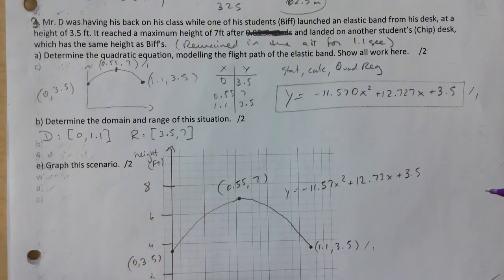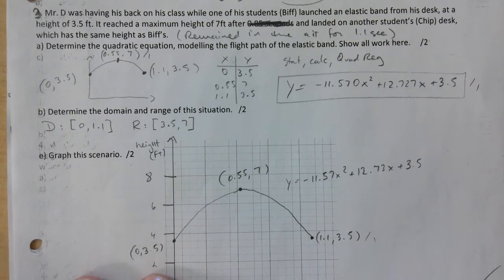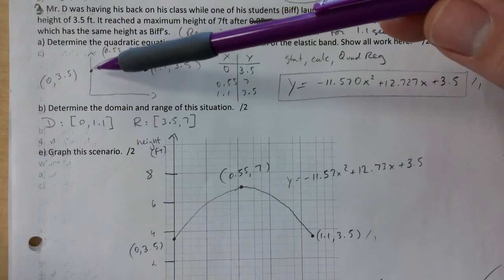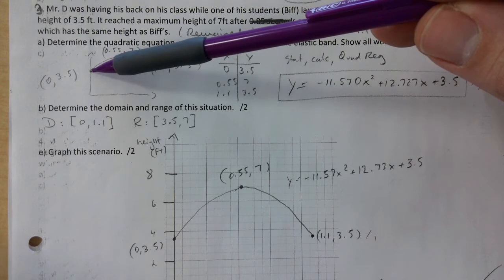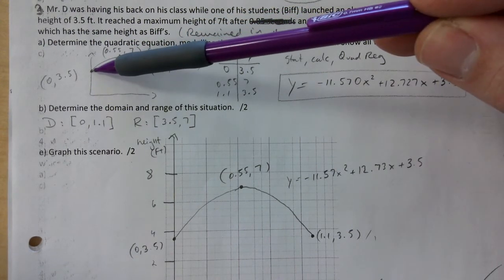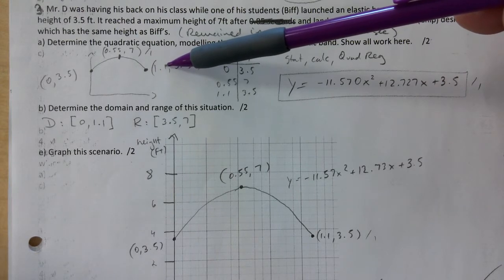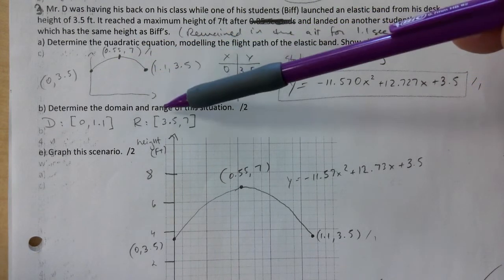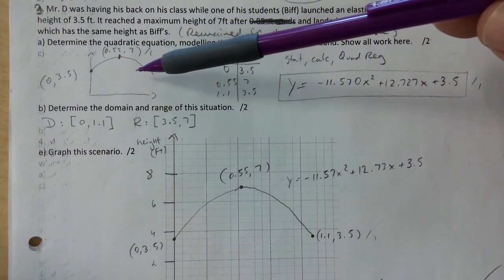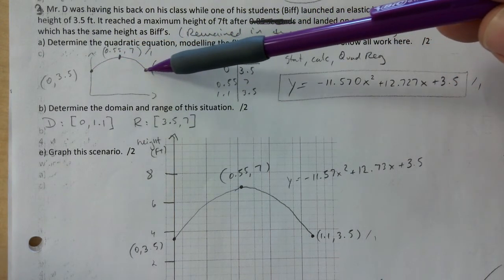And question 3, right? This is where a lot of you lost marks. Sorry if this is a little scratched out. This was my original, I made some changes. So basically the elastic leaves at a height of 3.5, reaches a maximum height of 7, and then lands on a desk that is at the same height after 1.1 seconds, right? So this elastic never touches the ground based on the story.